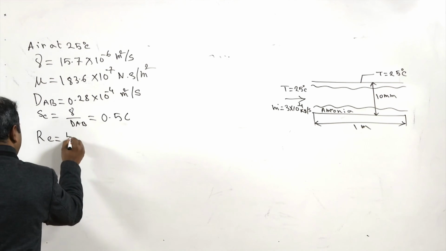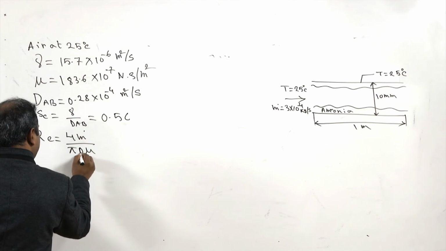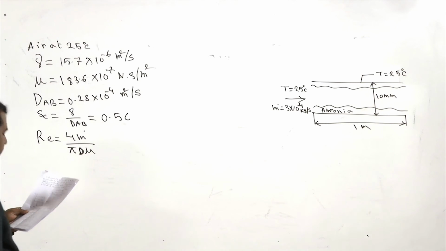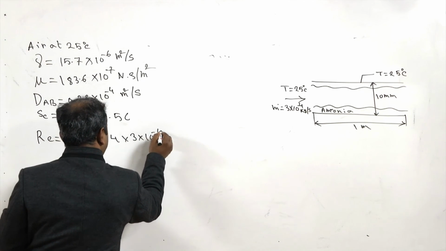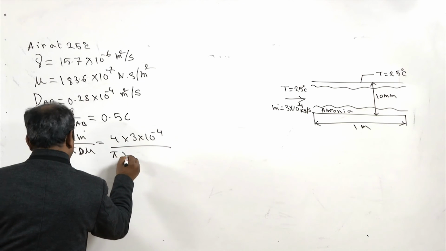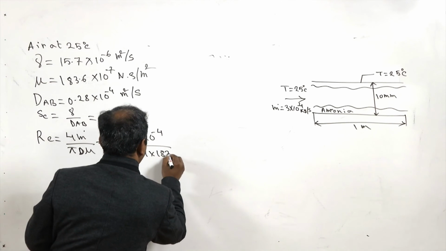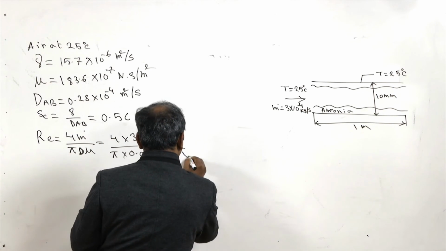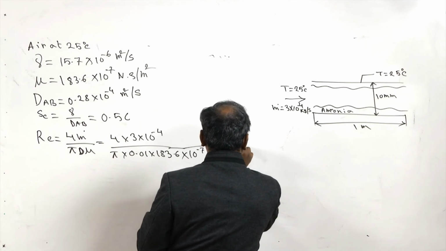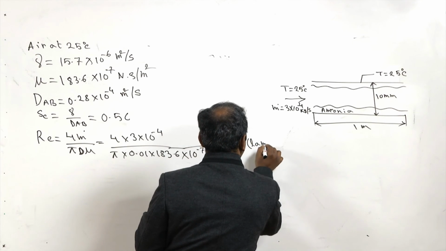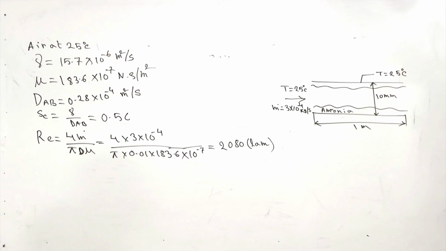Now calculate the Reynolds number, which is 4 m dot by pi d mu. m dot is given, so putting in the values, 4 into 3 into 10 to the power minus 4 divided by pi into 0.01 into 183.6 into 10 to the power minus 7. The Reynolds number becomes 2080, which is laminar, less than 2400. So we can use all the laminar equations.